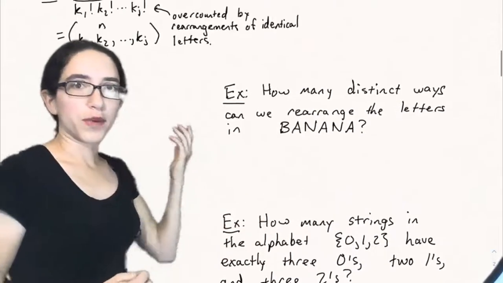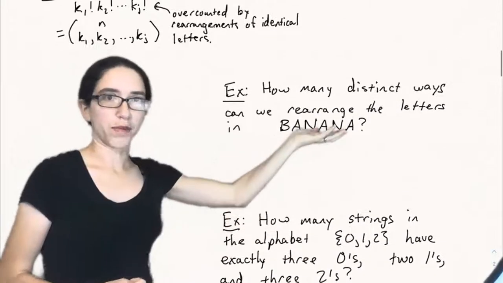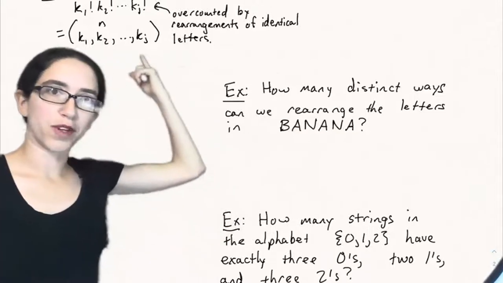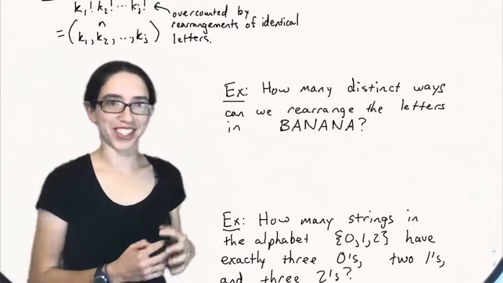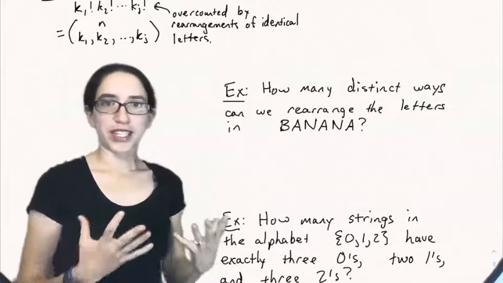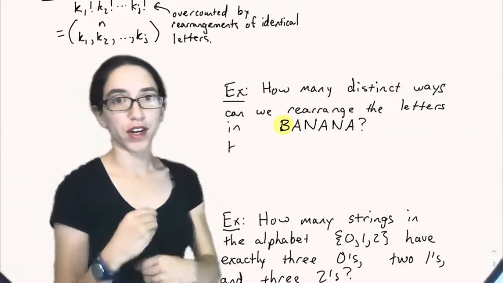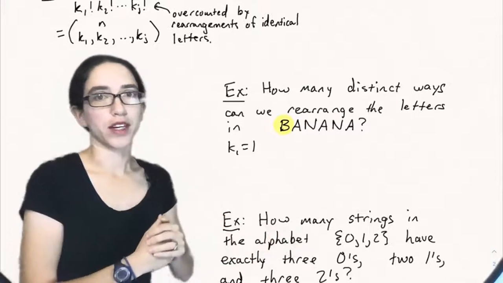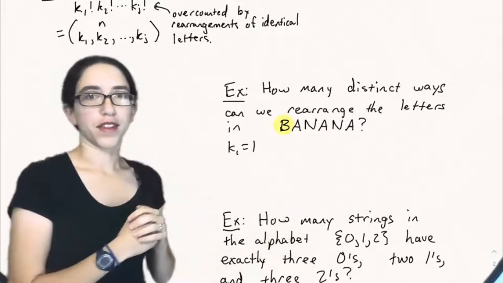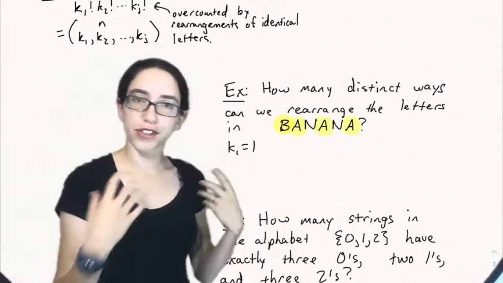How many ways can we rearrange the letters of the word banana? And I'm going to keep this formula up here above my head so we can use it. Okay, so how many ways can we rearrange these letters? Well, we have to determine how many letters of each type there are. The first type, say B, there's one B. And then the second type of letter is A, and there are three A's.